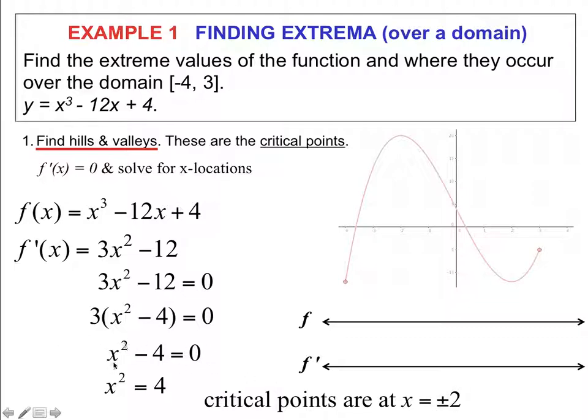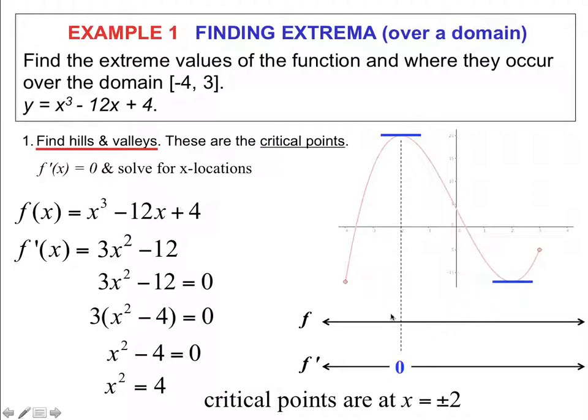I would actually prefer this factored into x plus 2, x minus 2. I think that's a little more telling as to what the critical points are. So we have critical points at 2 and negative 2. So we have a critical point right here, and we have a critical point right here. Remember, those are on the interior, right? When we set the derivative equal to 0, we're finding these points on the interior. And so we're going to locate those. There are my critical points.